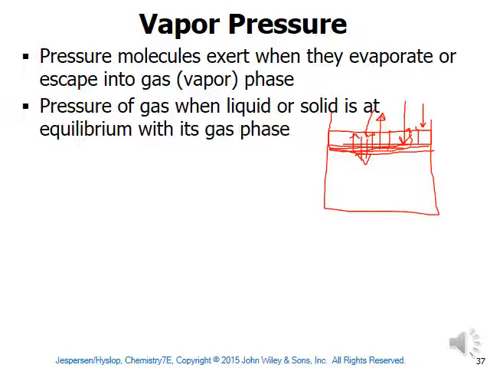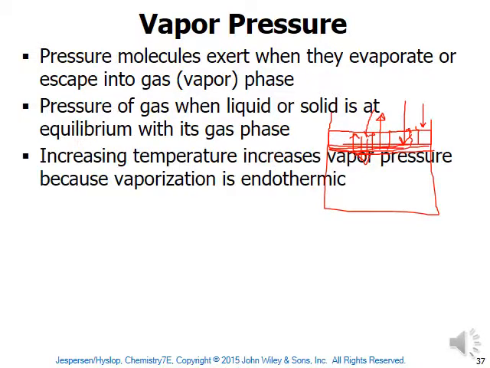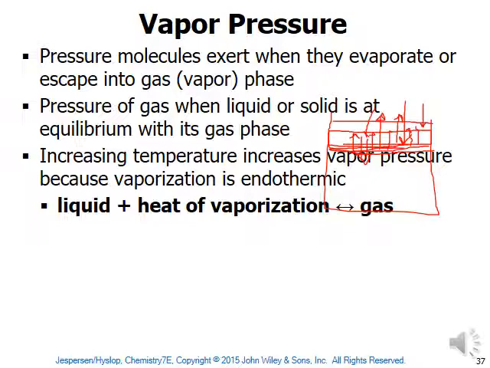Okay, and there'll become a point where the amount of particles being released is equal to the particles being condensed. That's if you have a constant pressure and temperature. Now, if you increase temperature, you're going to have more particles escaping, and therefore you will have more vapor pressure.